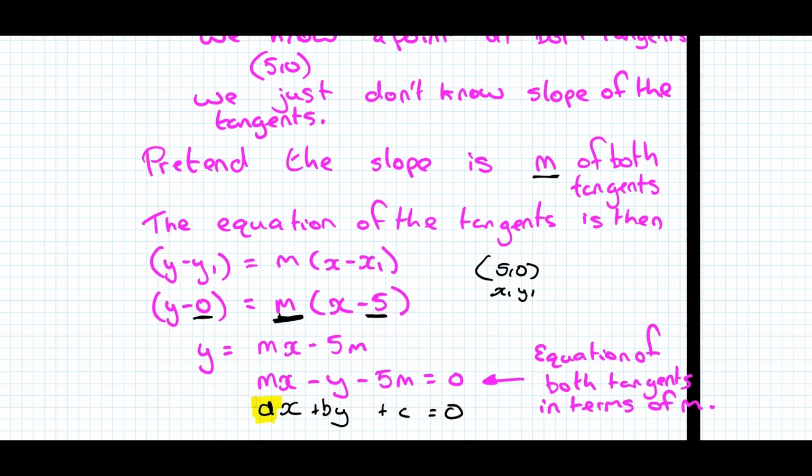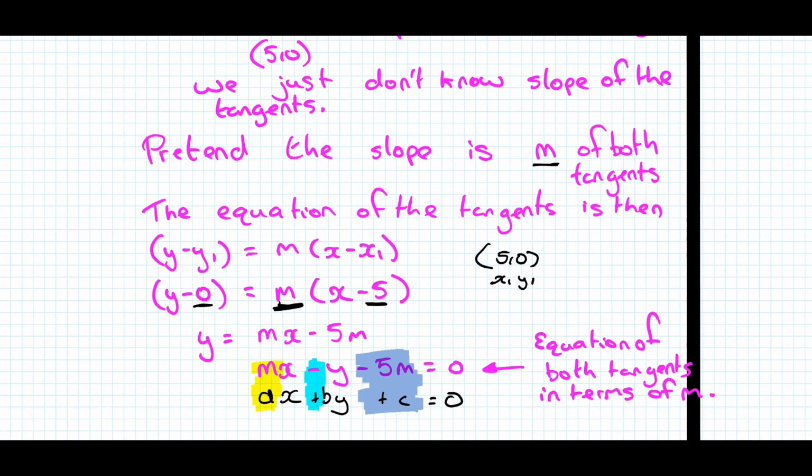Remember, a is the coefficient of the x, b is the coefficient of the y, and c is the constant at the end. So c, orange is not a good colour on top of pink, maybe blue. c is minus 5m. There could be a scenario in which this would be minus 5 plus 3. Okay, so anything that doesn't have an x or a y is our c at the end. Okay, brilliant.